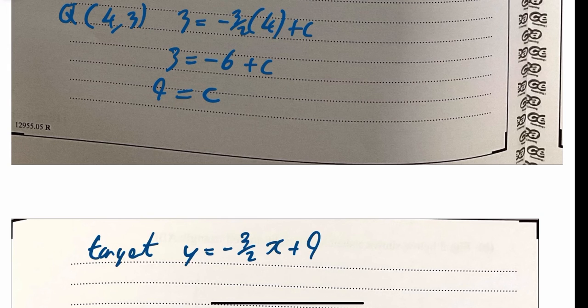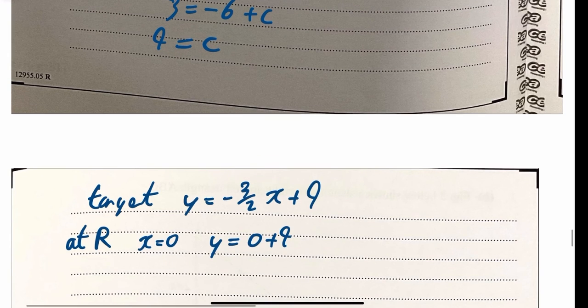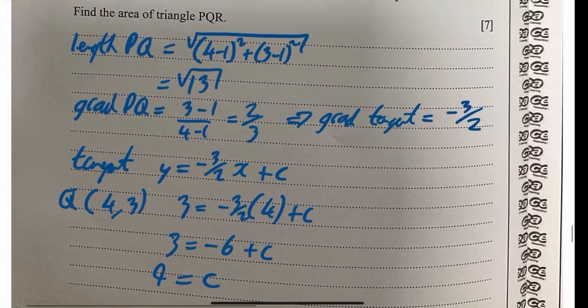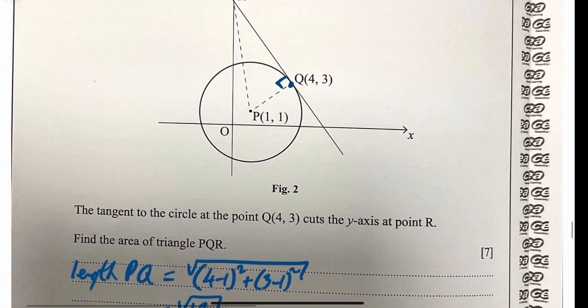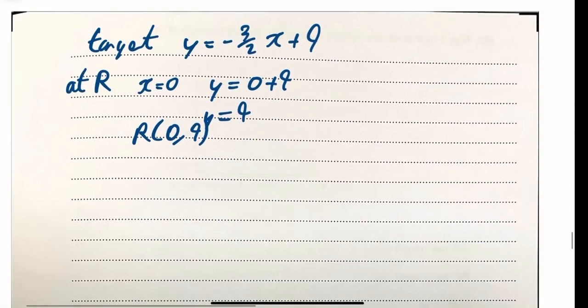So at your point R, your x value is equal to 0. So y is equal to 0 plus 9. So y is equal to 9. So your point R, we have just worked it out to be (0, 9). So we're now ready to find the length of RQ then.